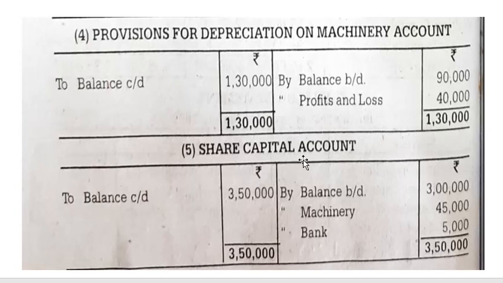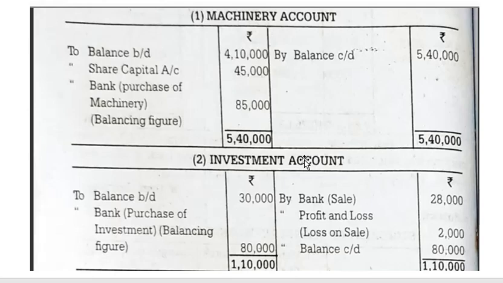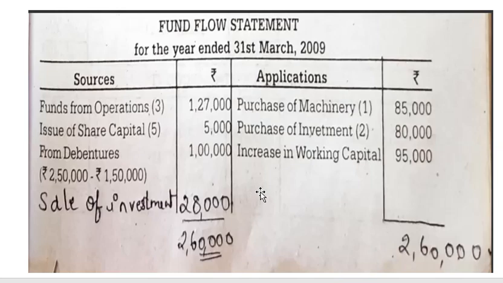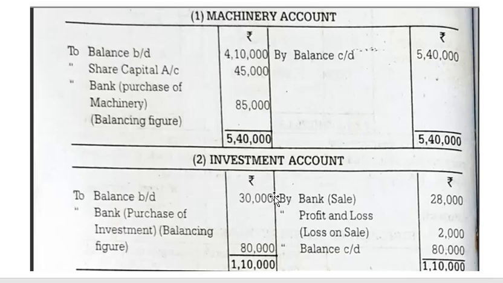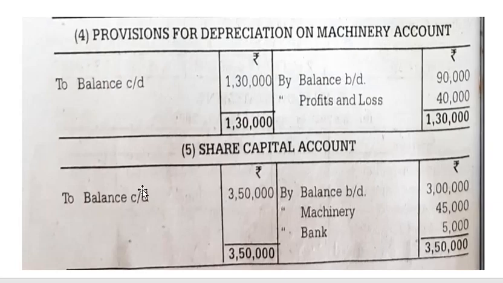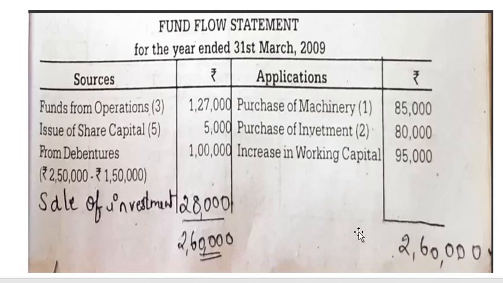Share capital account you have to open because there is an adjustment where machinery is purchased for share capital. So that's why share capital account is opened here. So see, just a simple entry here: opening balance, closing balance. There was machinery purchased by machinery account 45,000. The difference will be by bank or to bank. It is by bank 5,000.